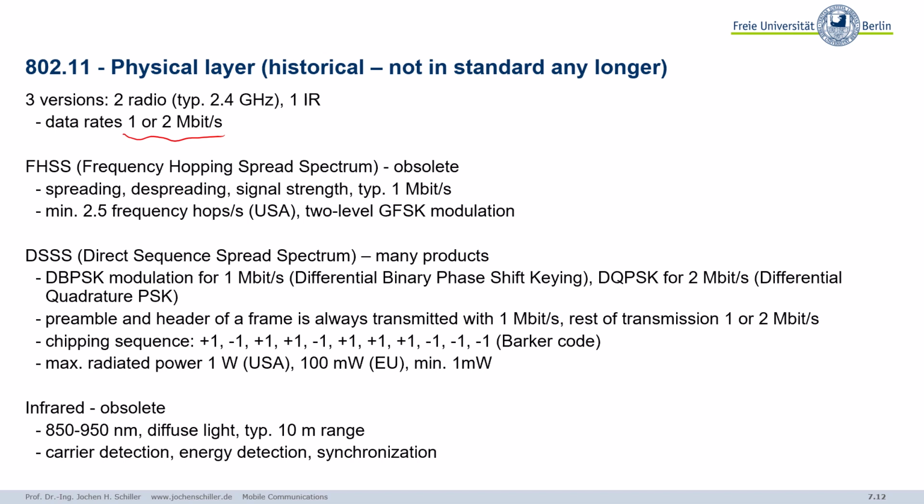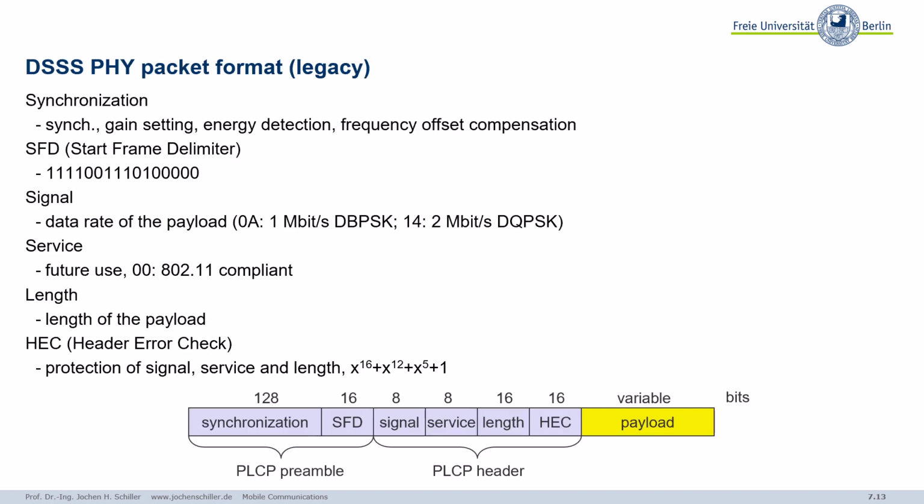Different modulation schemes for 1 megabit per second, 2 megabit per second. And already these days you saw a certain way of structuring the packets. There's a preamble, a header, and those parts are usually transmitted with a lower data rate. And then the system could switch to the higher data rate. There were certain maximum radiated power limits, etc., with differences in the US and Europe. So these were the early days, mid-90s, not in a standard any longer.